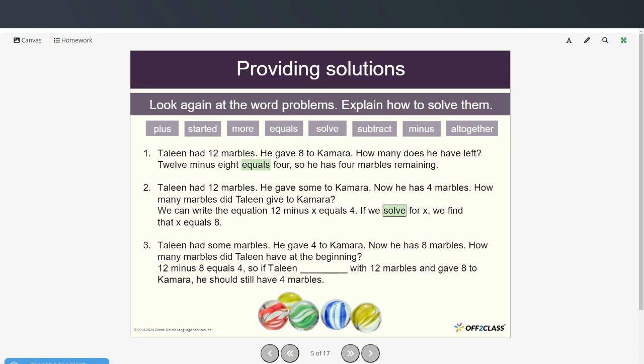Talene had some marbles. He gave 4 to Kamara. Now he has 8 marbles. How many marbles did Talene have at the beginning? So 12 minus 8 equals 4. So if Talene started with 12 marbles and gave 8 to Kamara, he should still have 4 marbles.